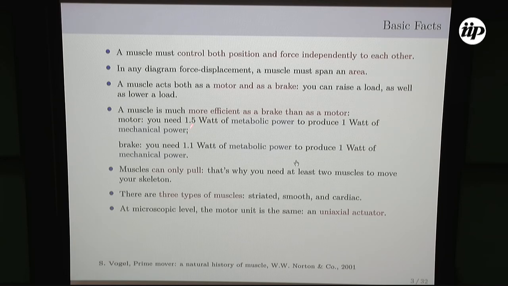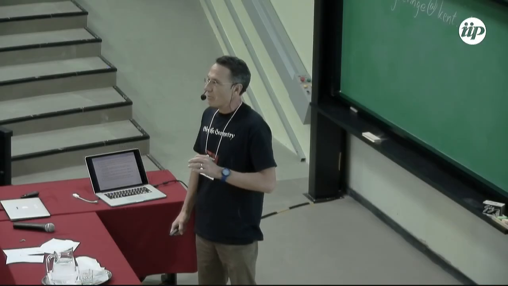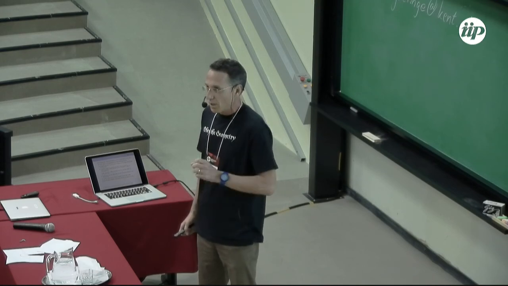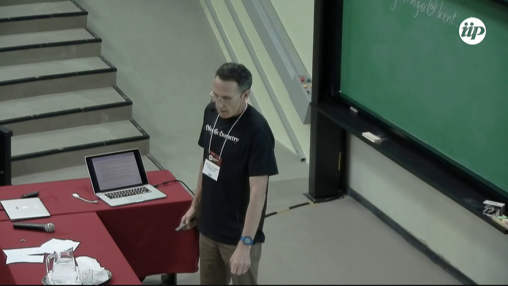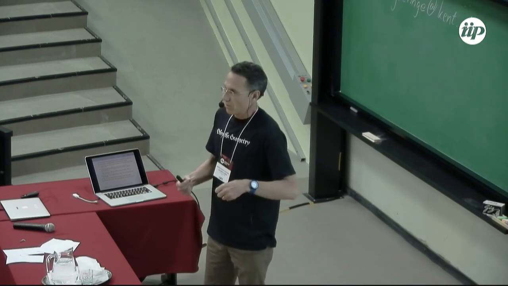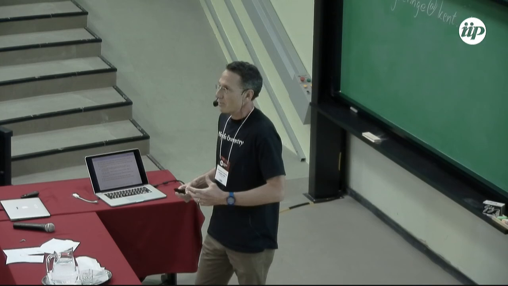Another very important issue is the second one. We use muscle to move, so we think that the muscle is a motor, an engine. But a muscle is also a brake, and the brake function of the muscle is very important, because we have to control motion. For example, if I raise a load, I use the muscle as a motor. But if I lower a load, I use the muscle as a brake. And this aspect is very important.